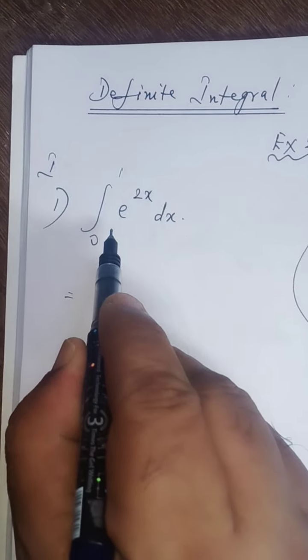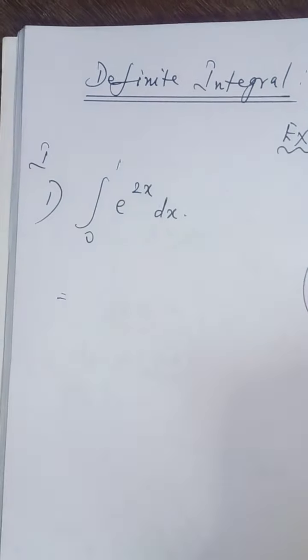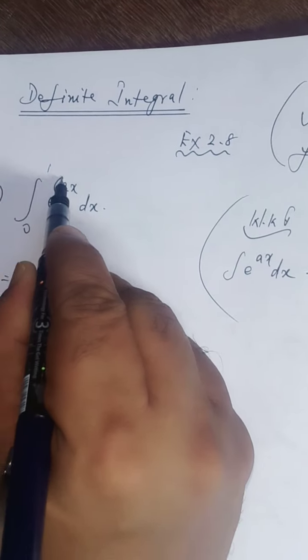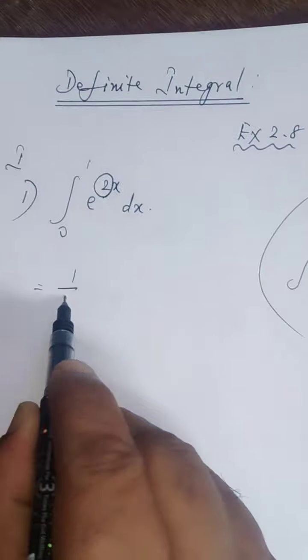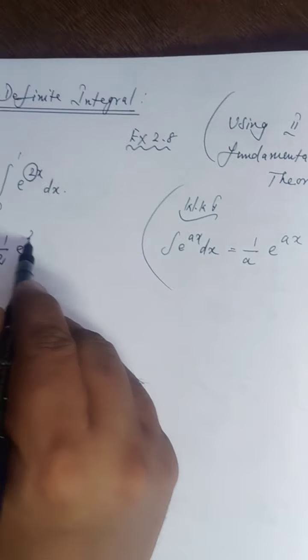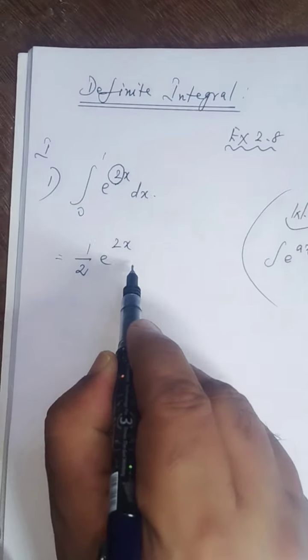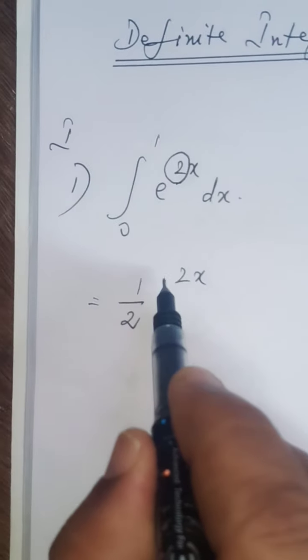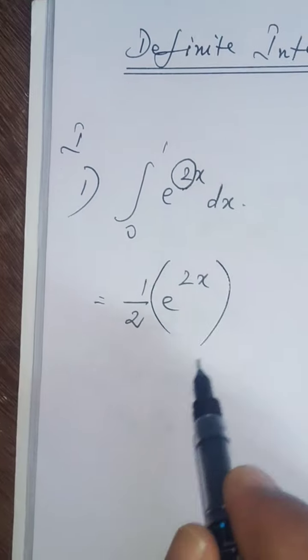Now, I am going to apply the formula. Which one is a here? A is the coefficient of x. What is the coefficient of x? 2. So 1 by 2 according to this formula. E power ax, that is e power 2x as it is. Don't introduce c. Now you have to apply the limits.